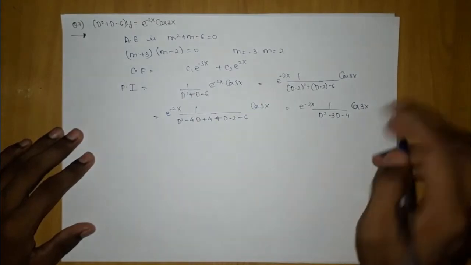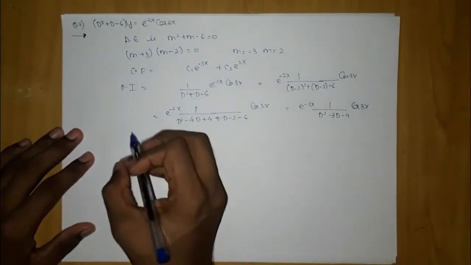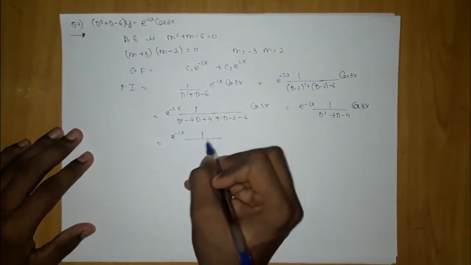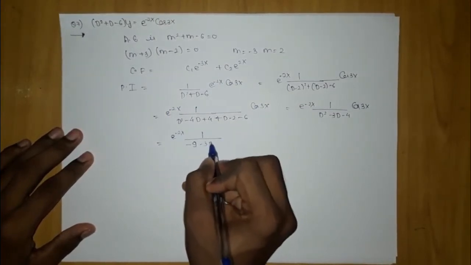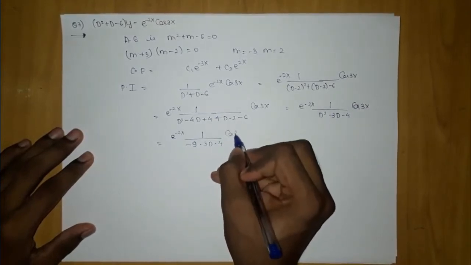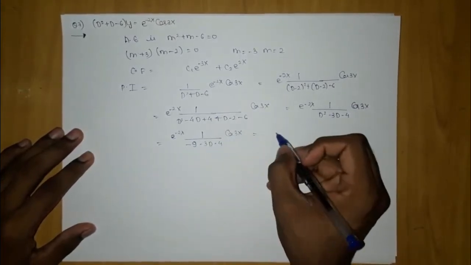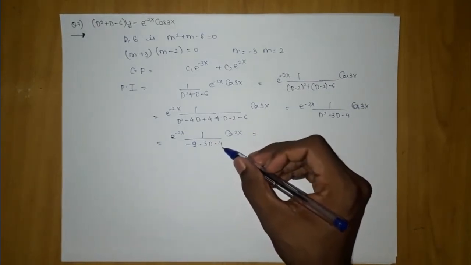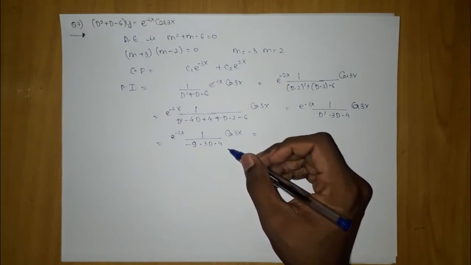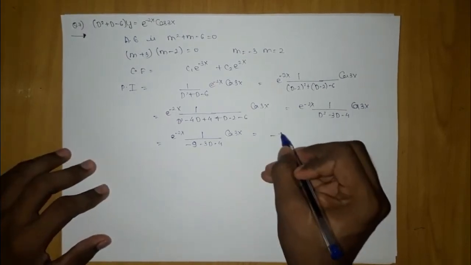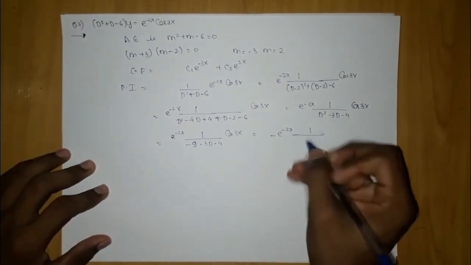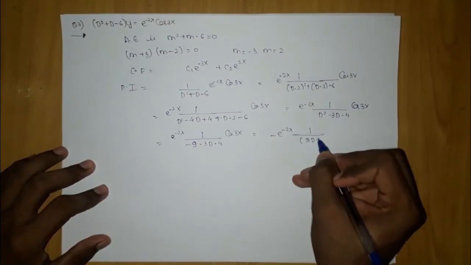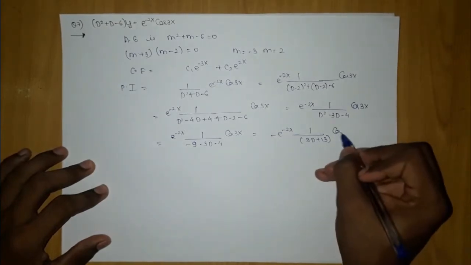Now we used to replace D square by minus a square in type 3. So e to the power minus 2x, 1 by minus 9 minus 3D minus 4, into cos 3x. Then we will take the minus sign outside. Here we are replacing minus a square, which gives minus 9. Okay, so don't get confused. So here minus e to the power minus 2x, since we have taken the minus outside common, we are getting 1 by 3D plus 13 into cos 3x.